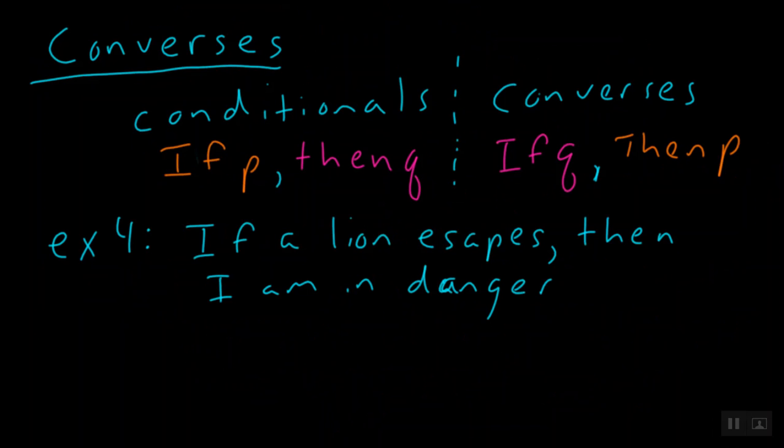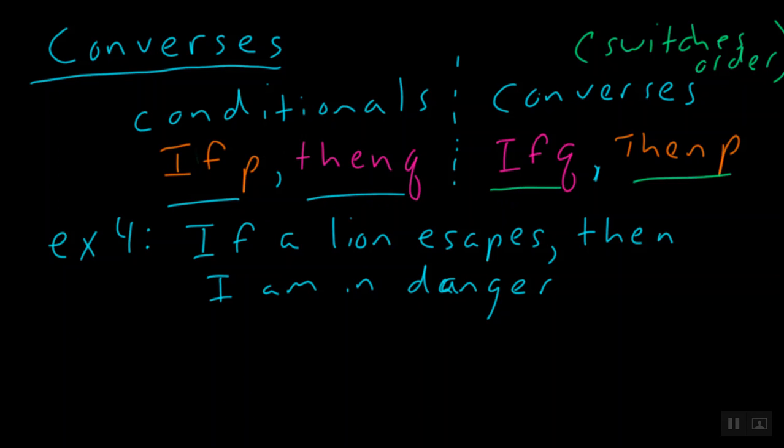Now let's take a look at converses. Converses are when we take our conditional statement, our if P, then Q, and what does a converse do? Well, a converse switches the order. Please write that down: a converse switches the order. So instead of being if P, then Q, what we really have now is if Q, then P. We take our hypothesis and our conclusion and we flip-flop them.